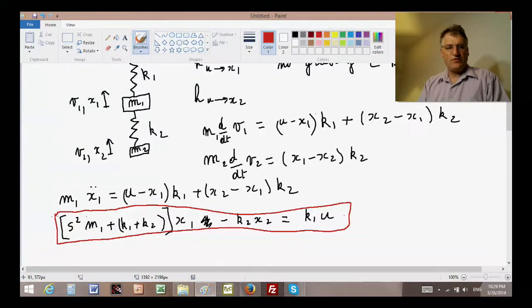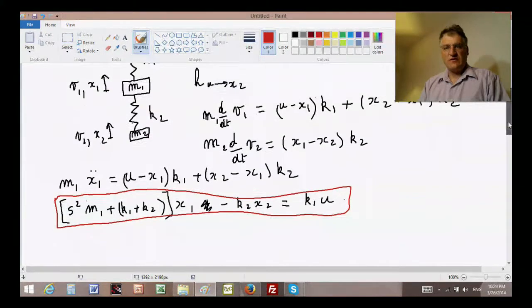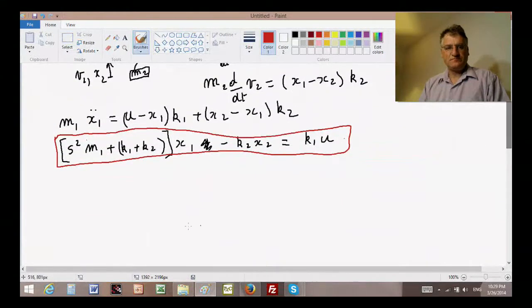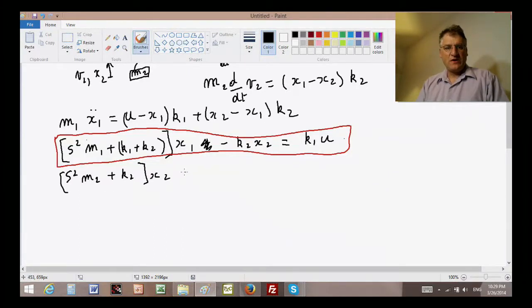in order to compute the frequency response of that system. Likewise, we get that (s squared m2 plus k2) times x2 minus k2 times x1 is equal to 0.